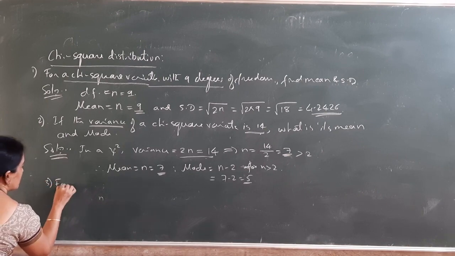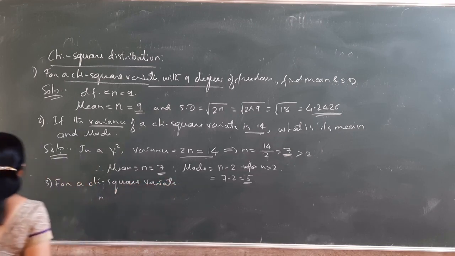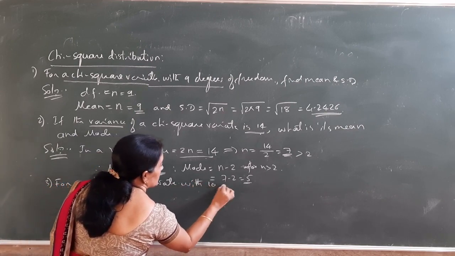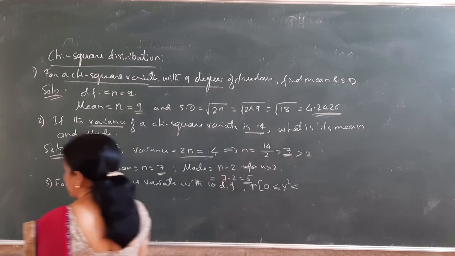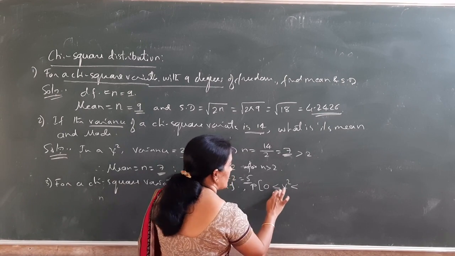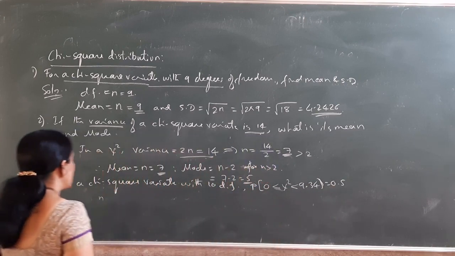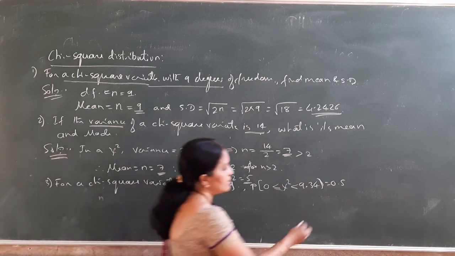Next, third problem. For a chi-square variate with 10 degrees of freedom, probability of 0 less than chi-square less than 9.34 is equal to 0.5. Find median and mode.